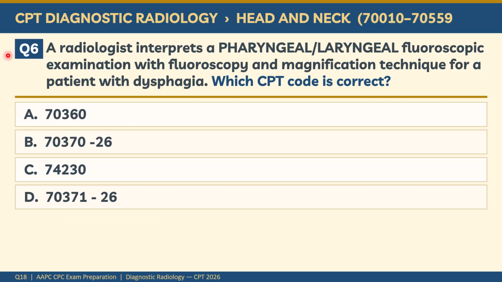Question number 6. A radiologist interprets a pharyngeal or laryngeal fluoroscopic examination with fluoroscopy and magnification technique for a patient with dysphagia. Which CPT code is correct? So there are 4 answers available. Pause the video, take your CPT code book and find the answer. So here you have to highlight that this interpretation part includes the pharyngeal or laryngeal fluoroscopic examination with fluoroscopy and magnification technique for the patient with dysphagia. So let's use the elimination method.